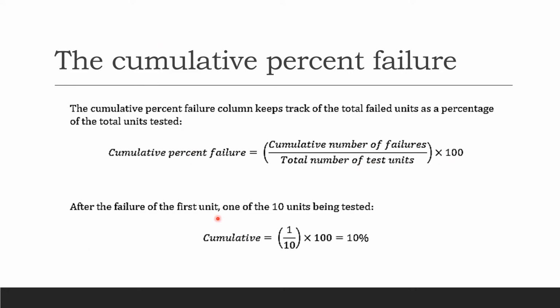So after the failure of the first unit, one of the 10 units being tested. Remember the previous table, where you have equipment ID, and there are 10 of them. So 1 divided by 10 units times 100 is going to give you 10%. That's the very first row of the data that we're analyzing. In the first row, you have 1 cumulative failure divided by 10 units times 100, which gives you 10%.